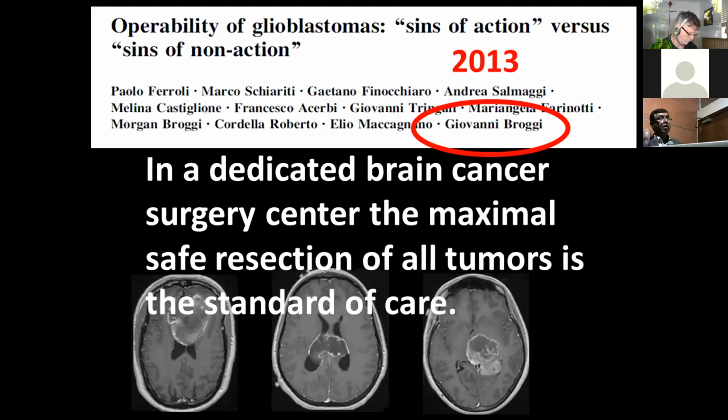Giovanni Brugi, again another friend of Jordan, Italian, a very clever man, oncologist, 2013. This is the statement: in a dedicated brain cancer surgery center, the maximal safe resection of all the tumors is the standard of care. What is the standard of care in Jordan? Biopsy. And nobody cares. Nobody raises a voice or raises a finger. I will raise my finger until I die, until we expose this mediocre surgery and surgeons.